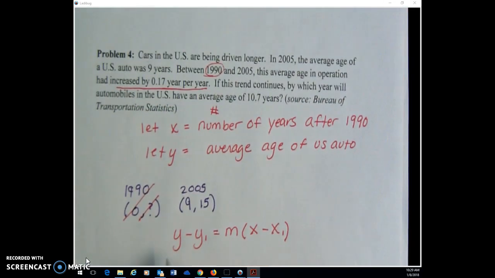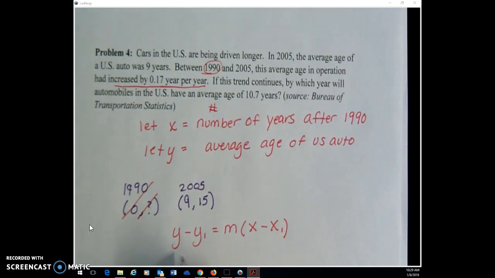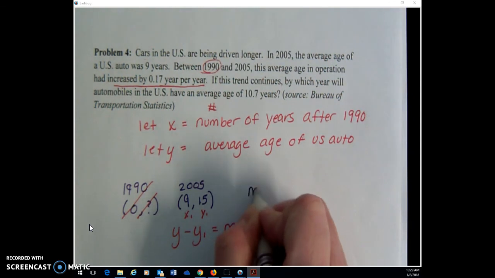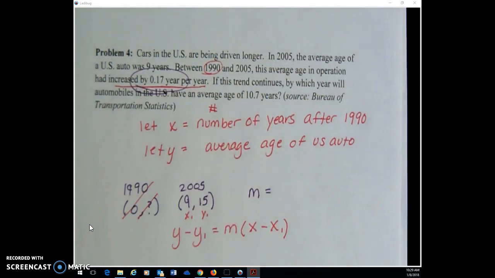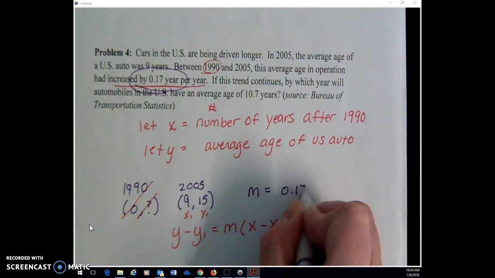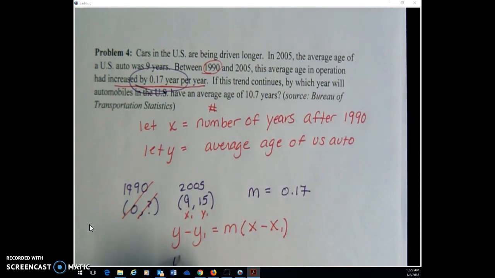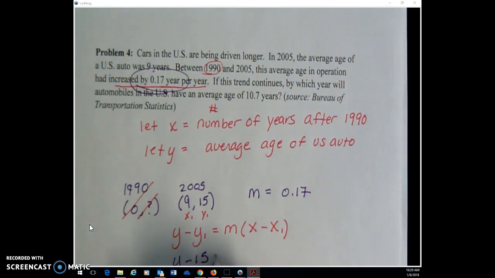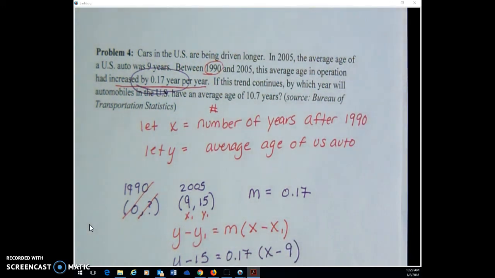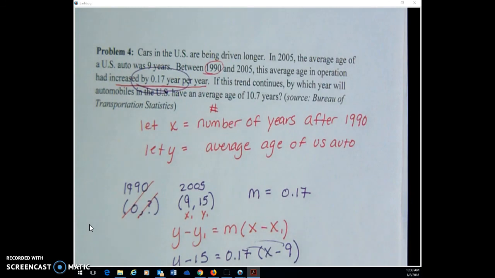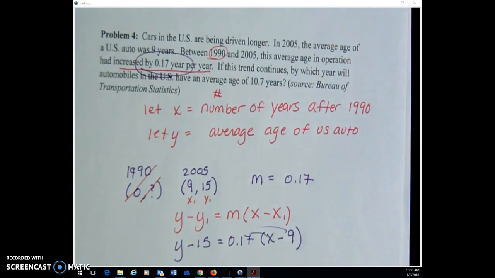Okay, so we have this point slope form, and we're going to fill in what we know. So this is x sub 1, y sub 1, and we also know the slope. So we should write that here, that the slope is this 0.17 per year. So you're going to just go ahead and fill in all that information, simplify, and I'll leave that for you to do. And you can check the key, see if you came out with the right answer. Okay, don't forget to distribute. And then just go ahead and simplify down. That's it for this one.